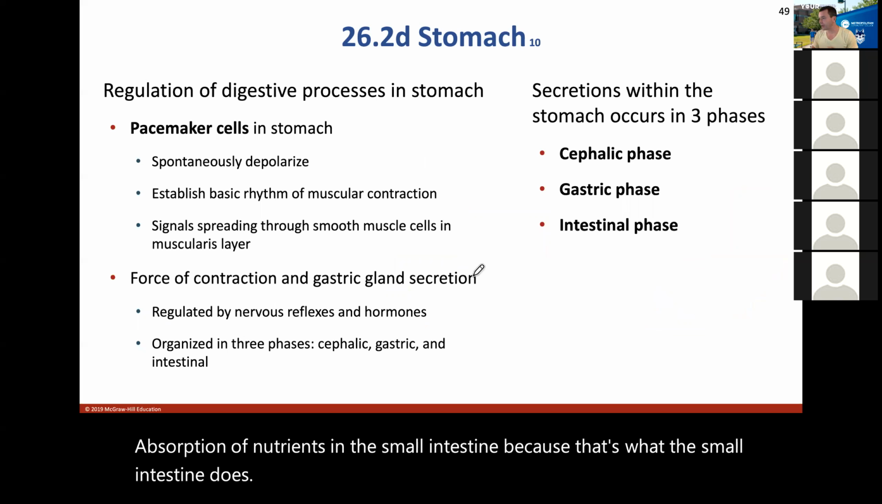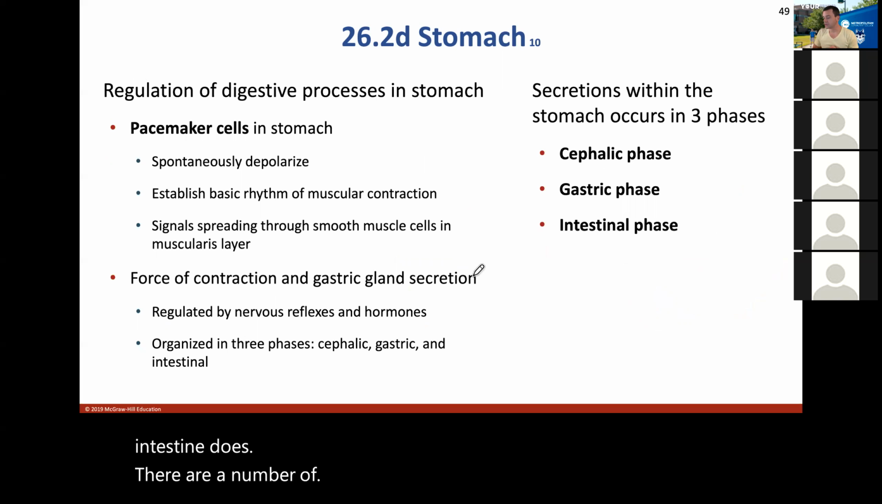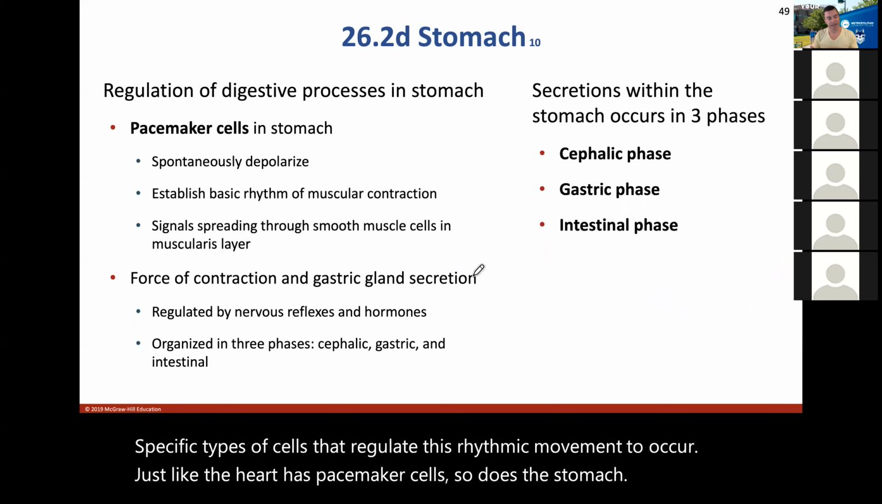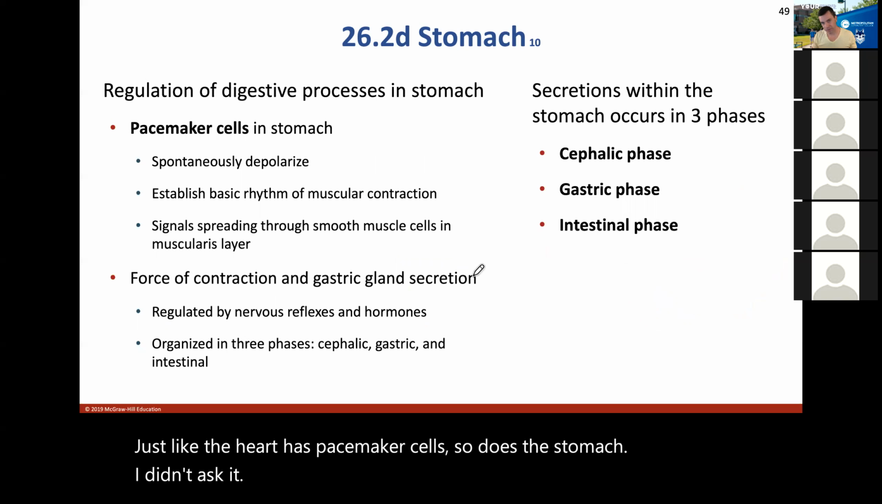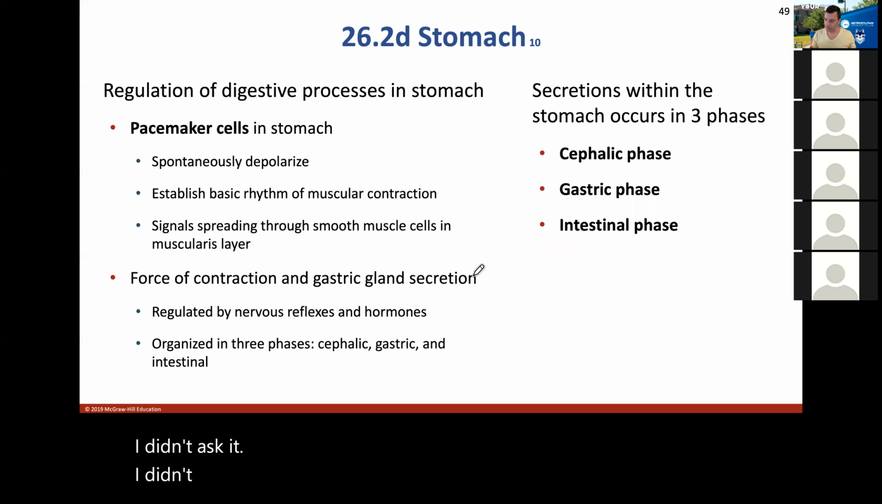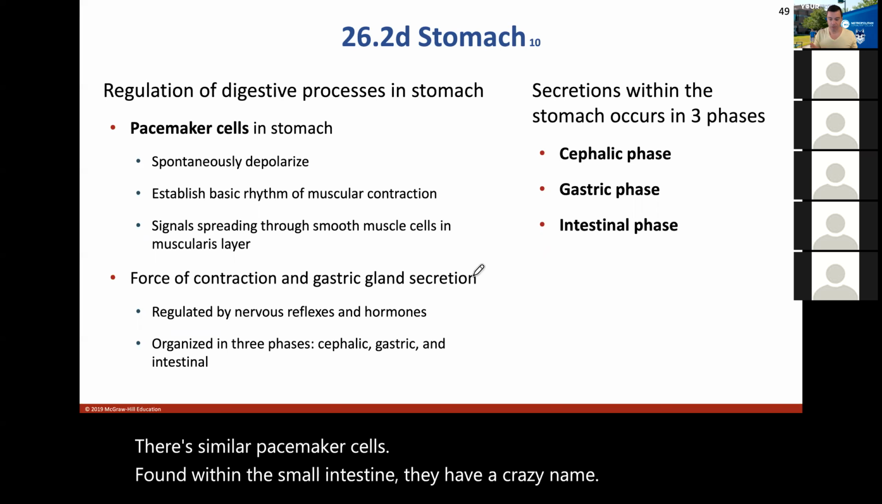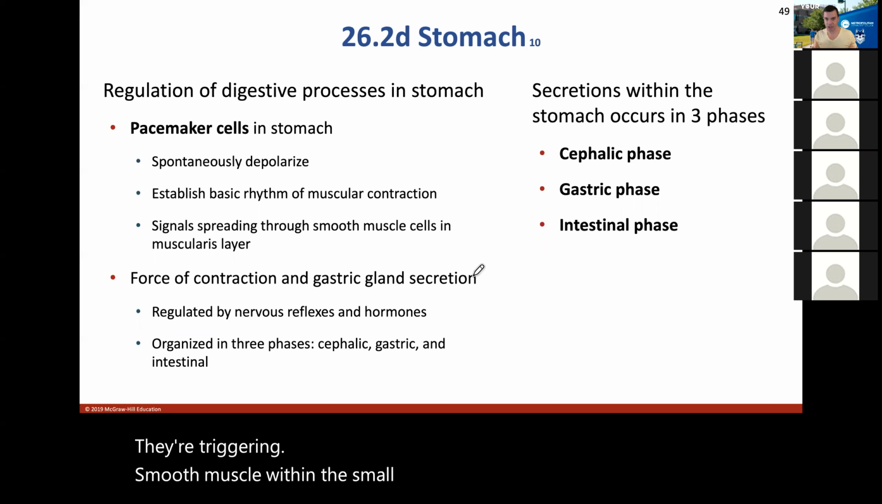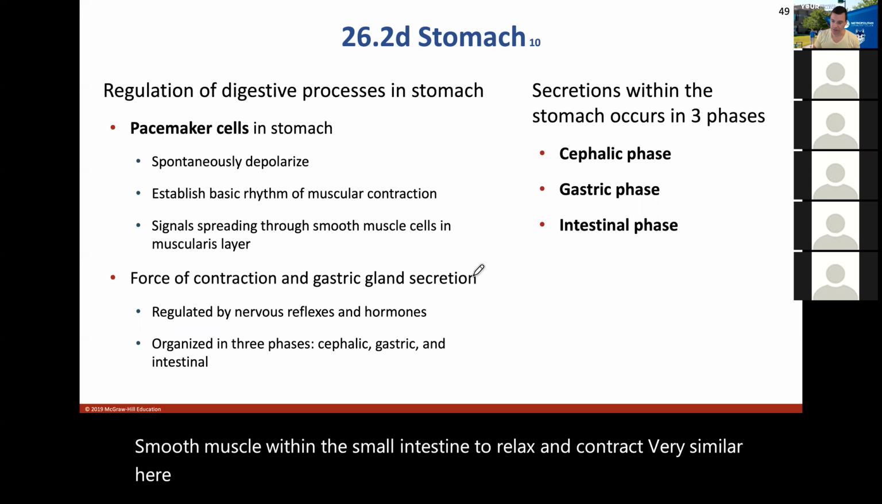There are a number of specific types of cells that regulate this rhythmic movement to occur. Just like the heart has pacemaker cells, so does the stomach. There are similar pacemaker cells found within the small intestine. They have a crazy name. They are triggering smooth muscle within the small intestine to relax and contract, very similar here as well. Interstitial cells of Cajal is their crazy name.